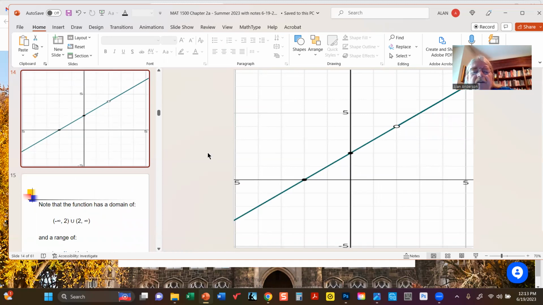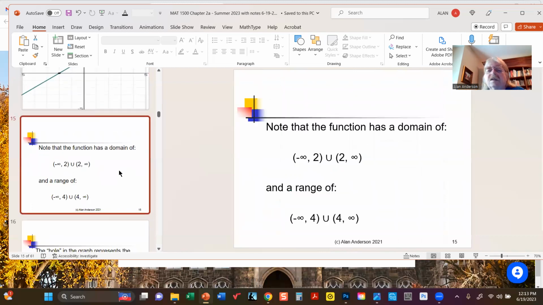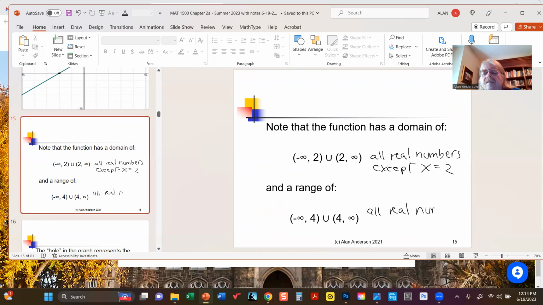Now, we already know how to figure out the domain and the range. The domain is all the values of x, so the domain is all values of x except 2. And then the range would be all values of y except for 4. Okay, so that's written in the following way. All real numbers except 2. And down here would be all real numbers except y equals 4.